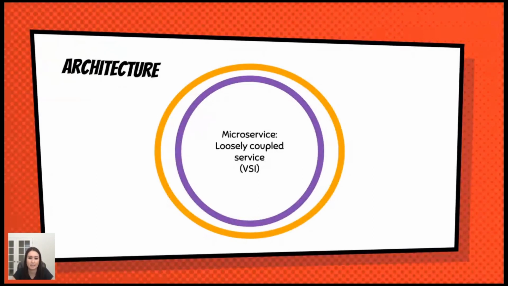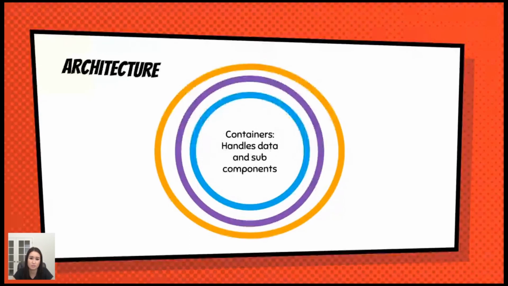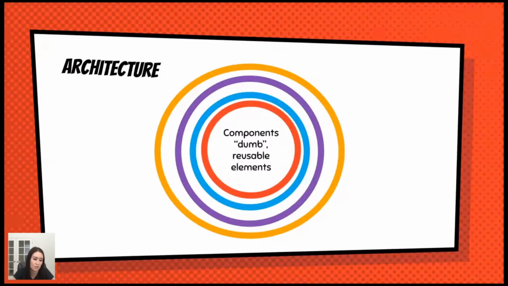And then we did containers. This is how we architected our React components: we had containers that handled all the data and rendered all the subcomponents. And then the components were dumb reusable elements. So they had no logic tied to them. They were basically components that you could reuse in multiple parts of your application. And because there was no logic tied to them, that was easier to do.